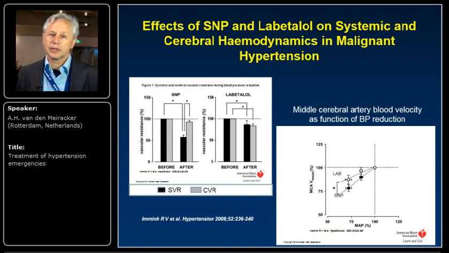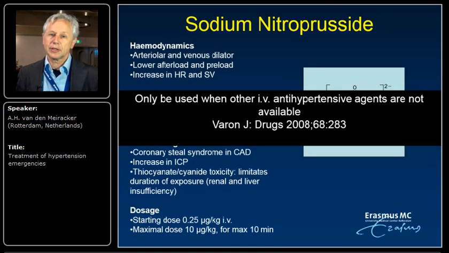Then if you look at this slide, the reduction in MAP and the decrease in middle cerebral artery blood velocity as a function of blood pressure reduction, you see that with the same decrease in blood pressure, there is more decrease in cerebral blood flow with sodium nitroprusside than with labetalol. So this was a conclusion from Varon in Drugs already in 2008: sodium nitroprusside should only be used when other IV antihypertensive agents are not available.